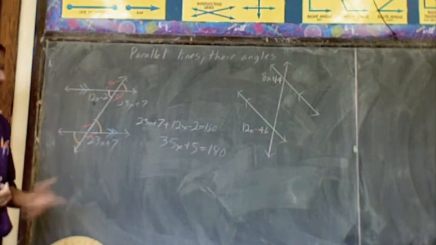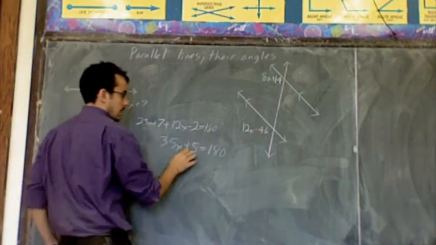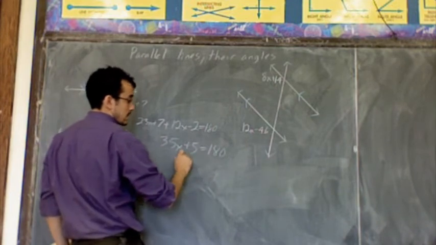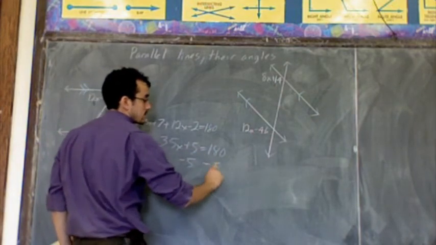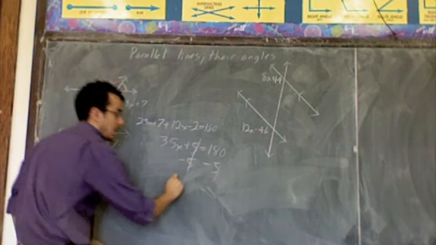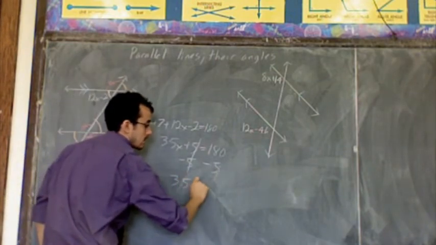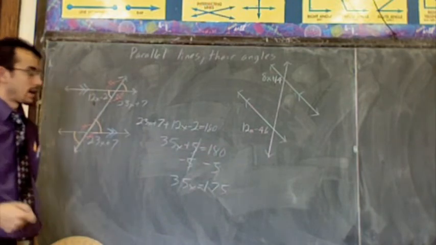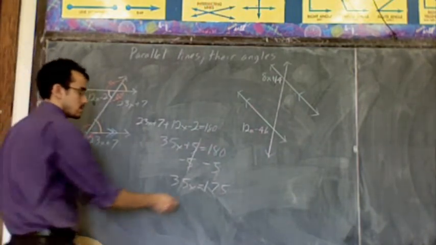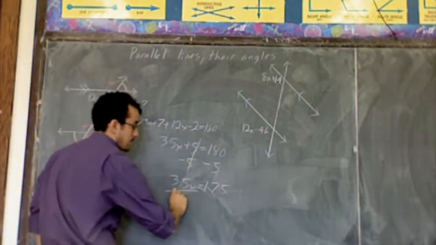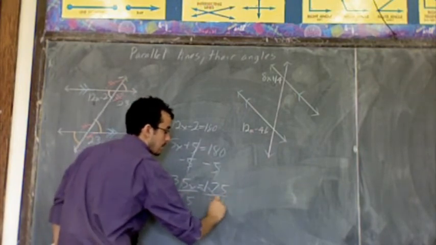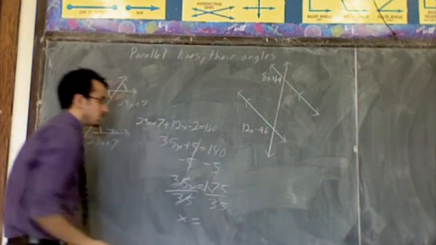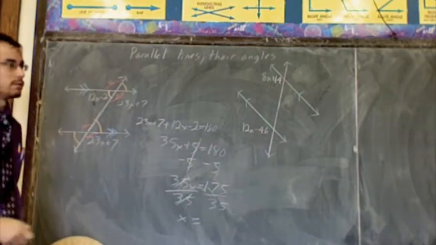After this step, I just go on. I'm doing 35 times x plus 5. So I have to do the opposite of these things. I have to subtract 5, canceling them. I get 35x equals 175. And then I divide both sides by 35. Since that's 35 times x, I do the opposite. I divide by 35. When you divide this, you do get that x happens to be 5, I believe.